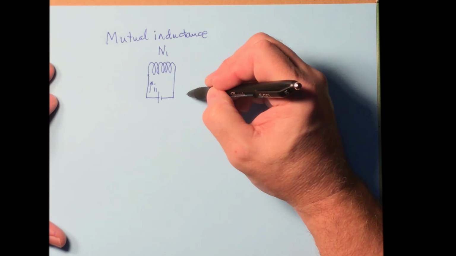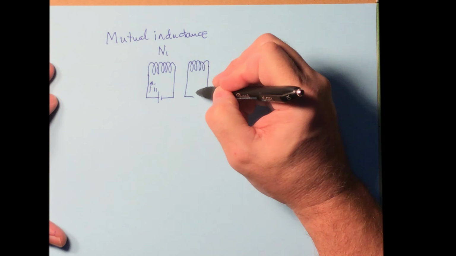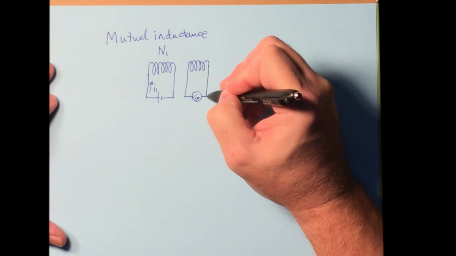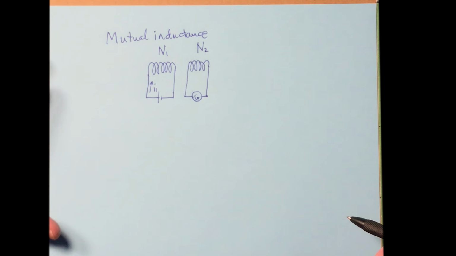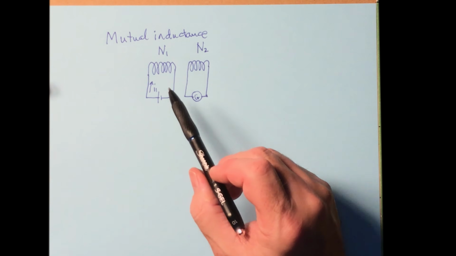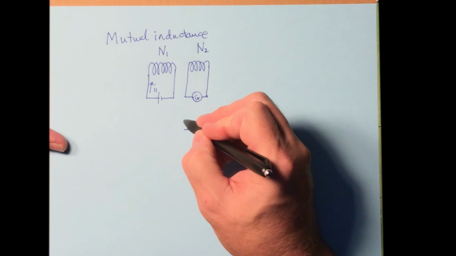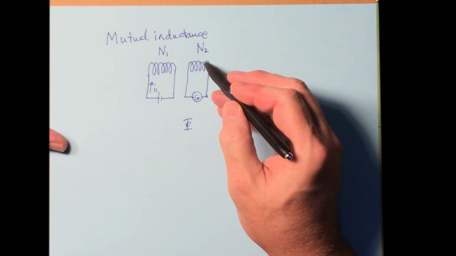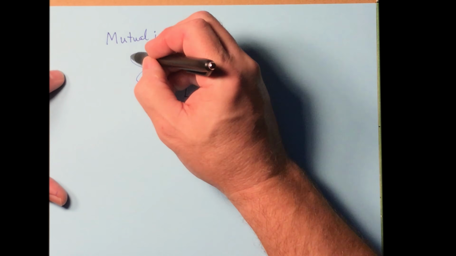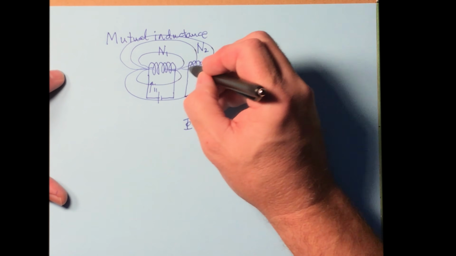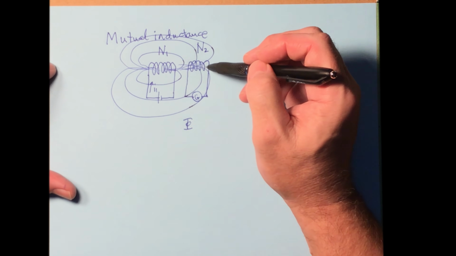Well, if we have another coil nearby, let's place it nearby here, and let's hook up to it a galvanometer. And it has N2 for its number of coils here. So we've got coil 1, it's got N1 turns, it's got a current I. That's going to create some flux. So there's going to be some flux over here at coil 2 due to the presence of coil 1. Imagine magnetic field lines doing something like that. So the field lines from coil 1 are going to interfere with coil 2 over here.